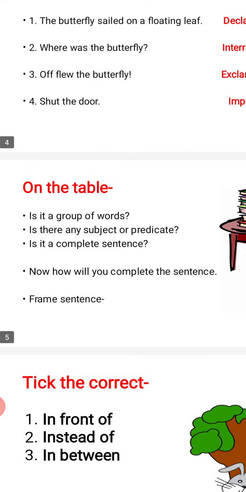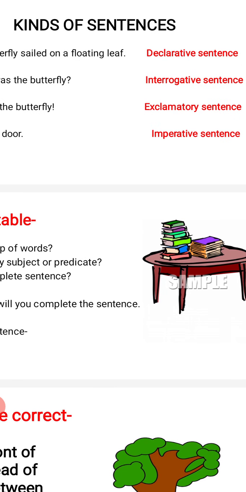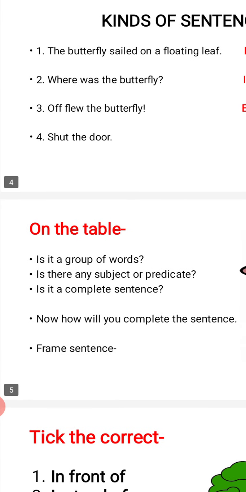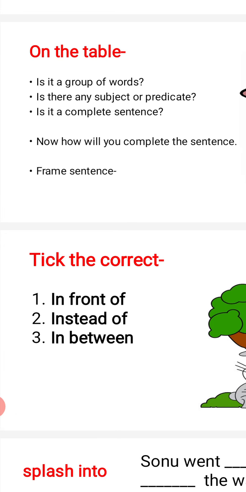Then comes fourth, imperative sentence. Shut the door. Shut the window. Bring your pen. When some order is there, that is called imperative sentence. So, four types of sentences I have written here: declarative sentence, interrogative sentence, exclamatory sentence and imperative sentence. I have explained you.